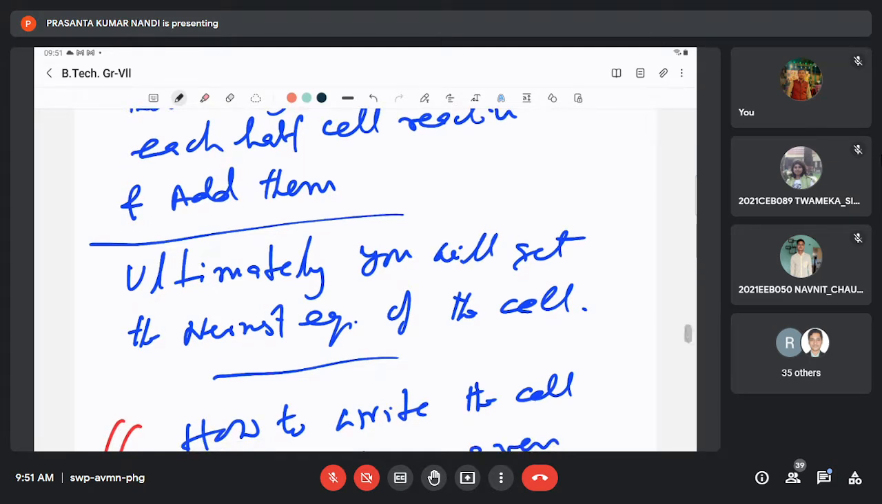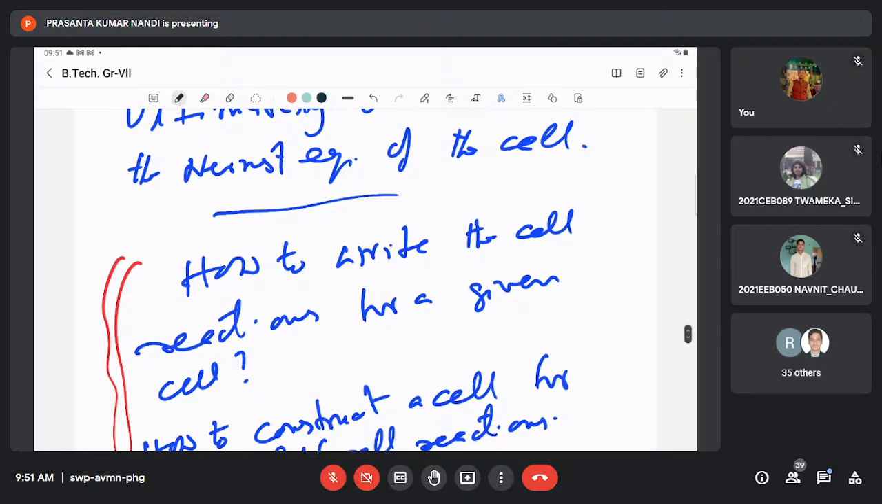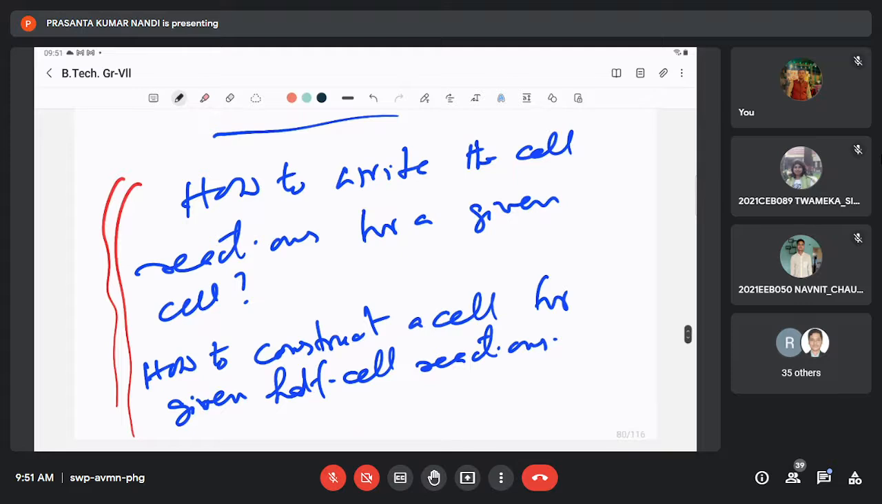Ultimately you have to find out or write down the Nernst equation of the cell. How to write the cell reactions for a given cell. How to construct a cell for a given half cell reaction. These things you should know.